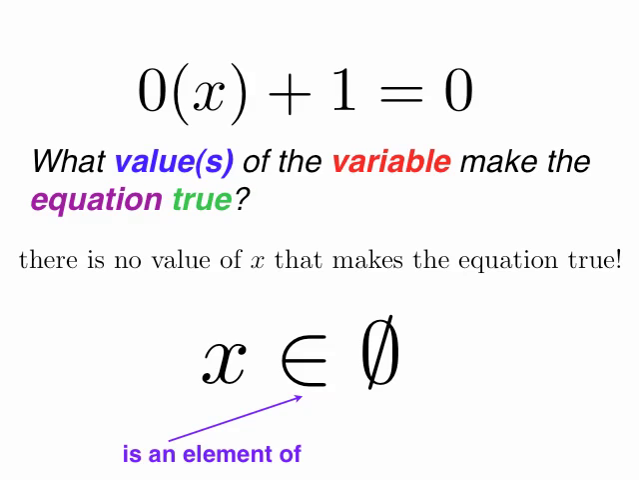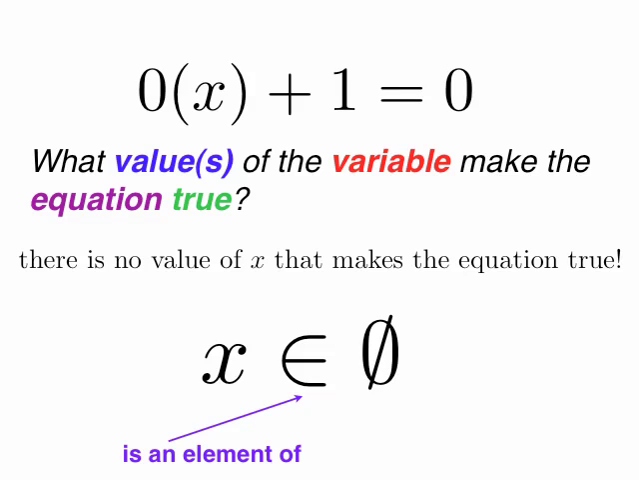So our last equation is 0x + 1 = 0. And a quick substitution will reveal that there are no values of x that make this equation true. No matter what x we pick, we multiply by 0, it becomes 0, we add 1, it becomes 1, and 1 is not equal to 0, so there's no value of x that makes the equation true. And so we really can't write x is equal to anything, because x isn't equal to anything.